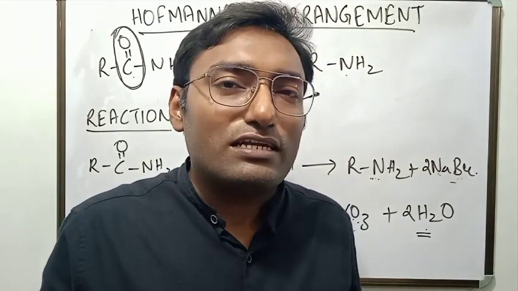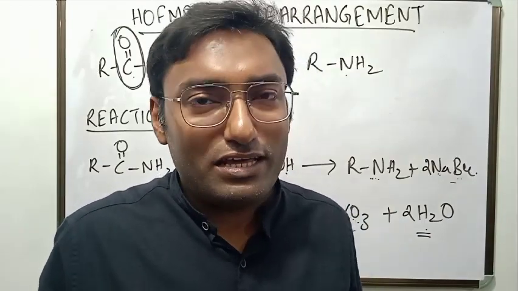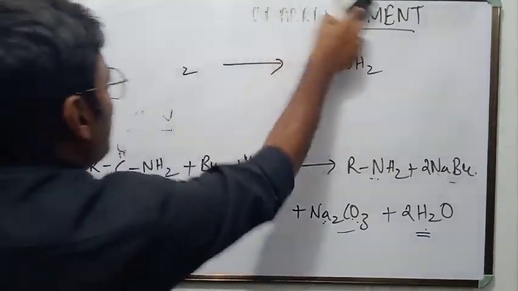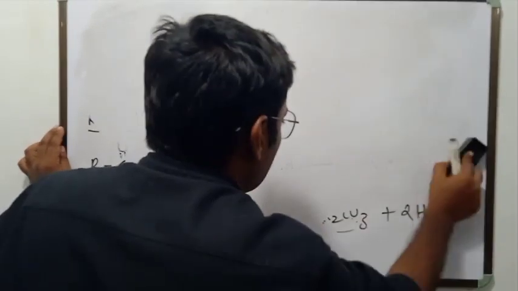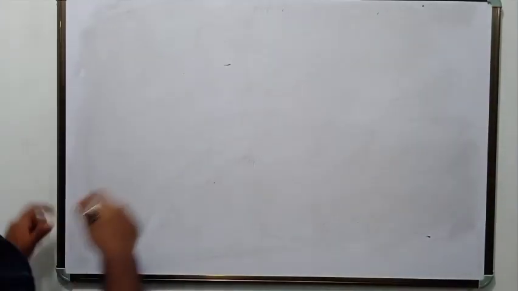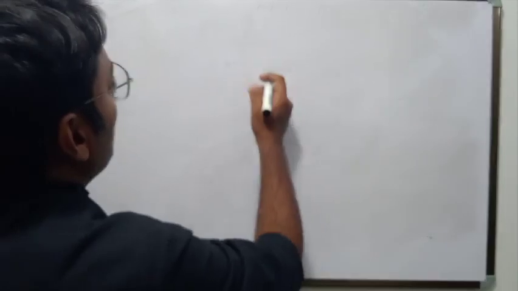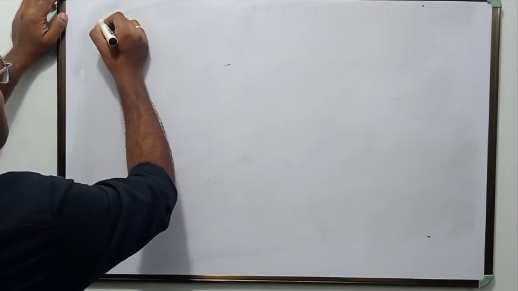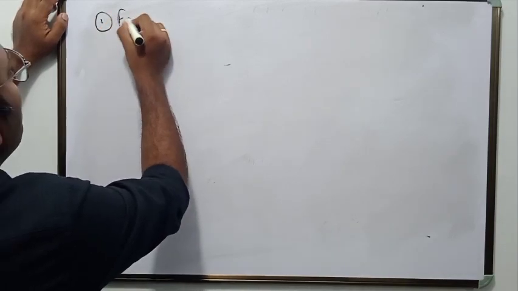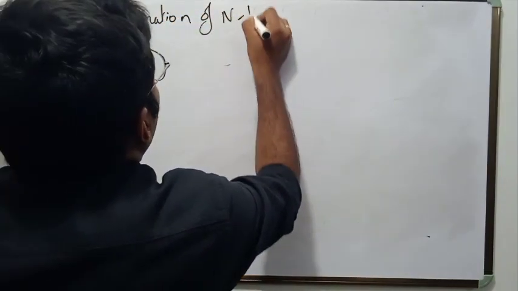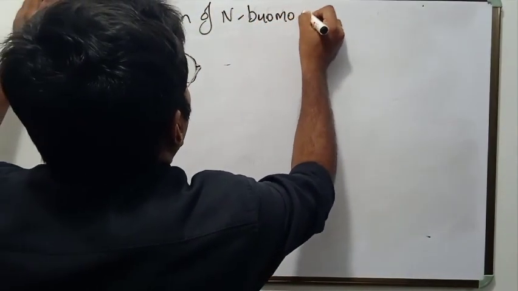Now let us understand the mechanism of Hofmann rearrangement. There are actually 4 steps in this mechanism. So I am going to write the 4 steps, but when I am writing the mechanism, I will not write 4 steps separately. I will orally say those 4 steps. Okay. So let us see the 4 steps. Step 1, formation of N-bromoamide.